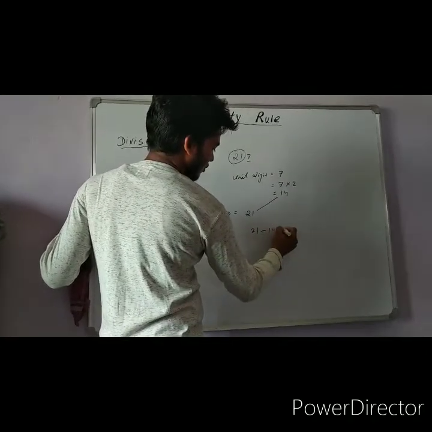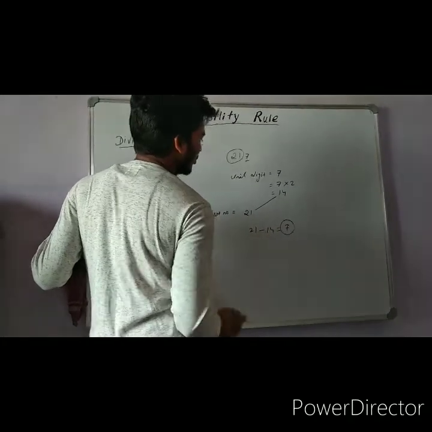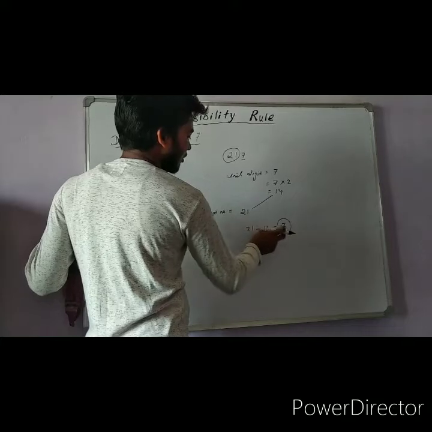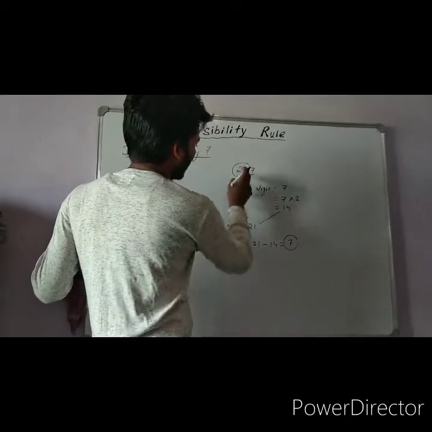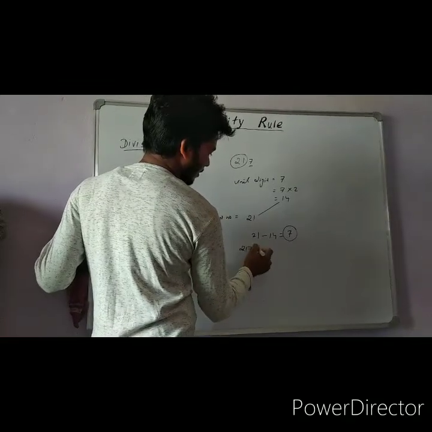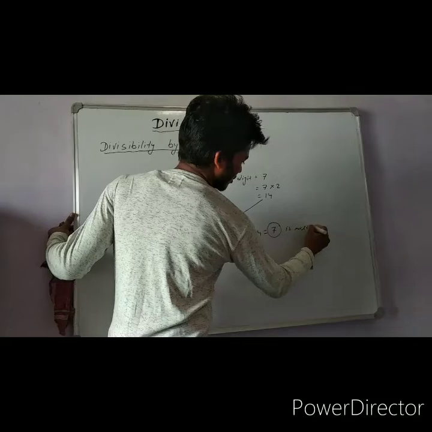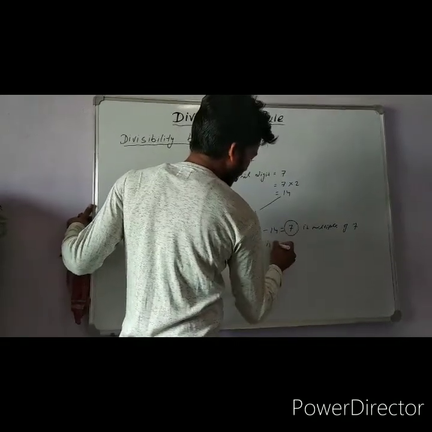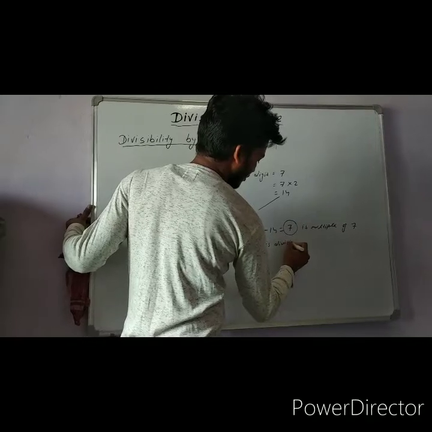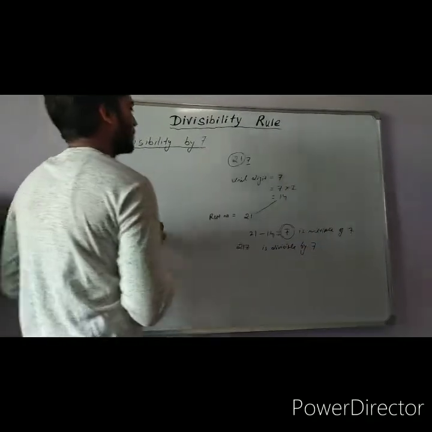So you have to find the difference of 21 and 14. 21 minus 14 is 7. So the result must be a multiple of 7. If the result is a multiple of 7, then the number is divisible by 7. Since 7 is a multiple of 7, therefore 217 is divisible by 7.